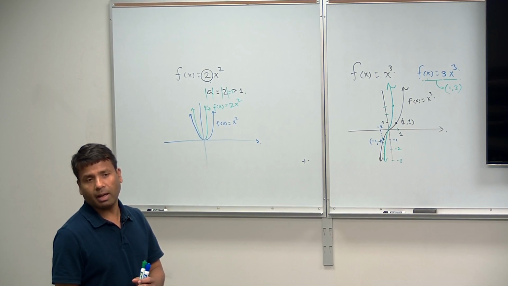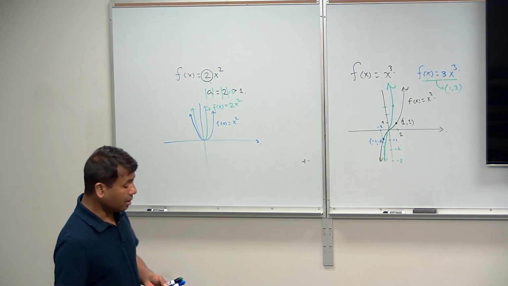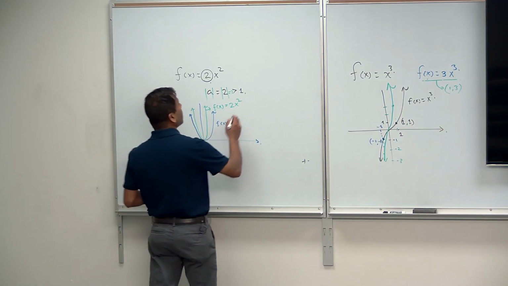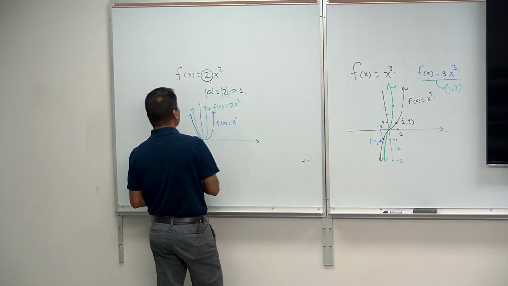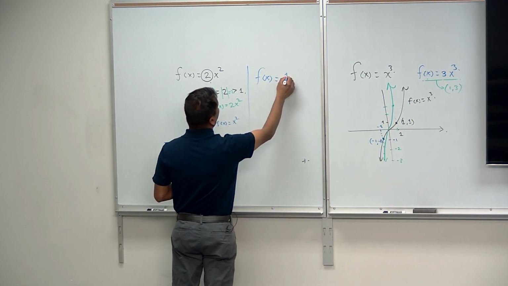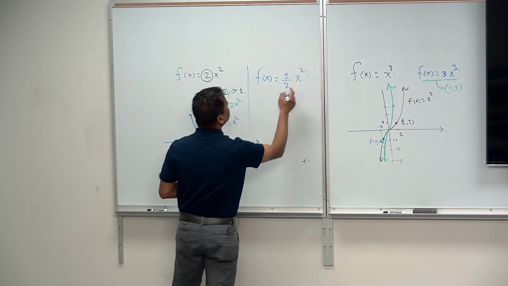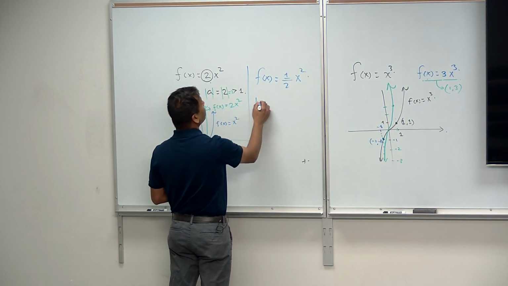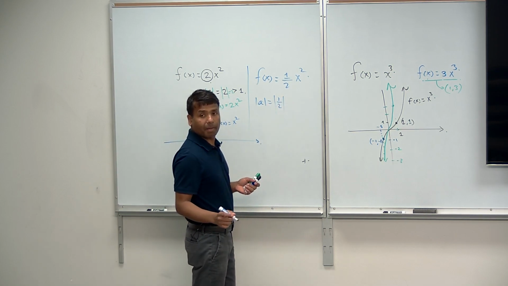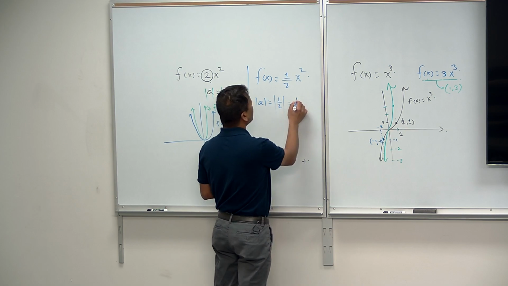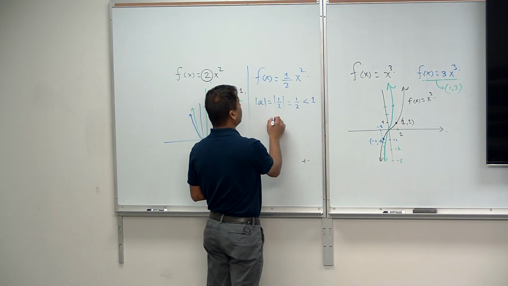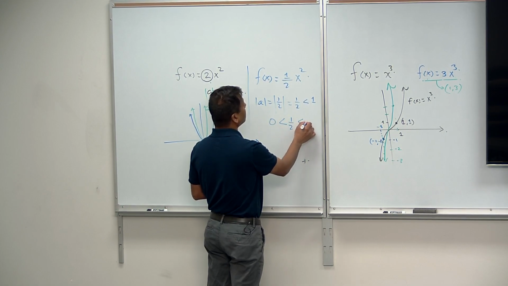Got it? Does that make sense? So let's say instead of f(x) = 2x squared, you can draw the graph of f(x) = 1/2 x squared. So now here the absolute value of a is the absolute value of 1/2, which is 1/2, and this is less than what? 1. This is between 0 and 1, right? 0 is less than 1/2 is less than 1.